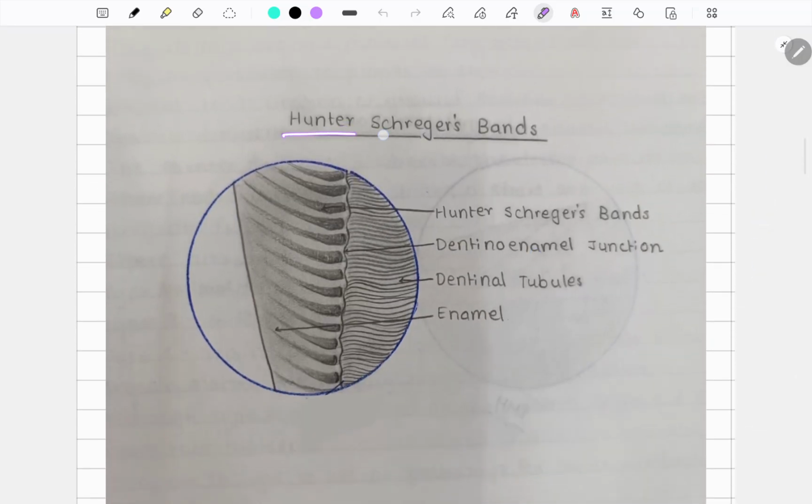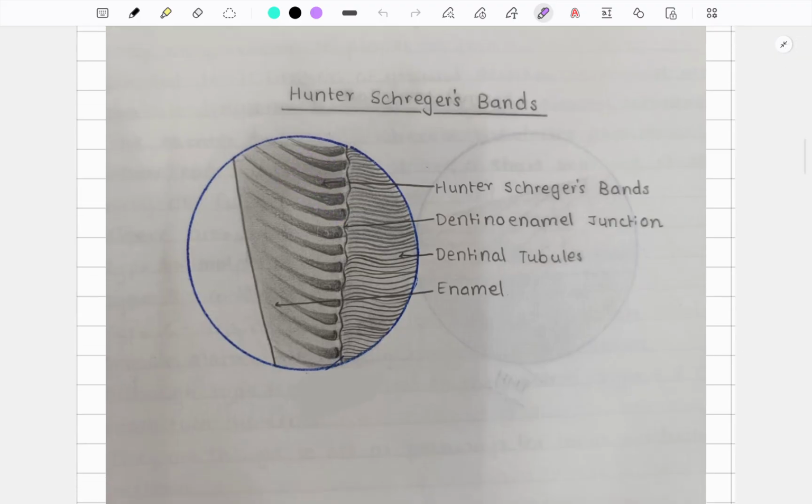Moving on to next, Hunter-Schreger bands. First of all, this is visible in longitudinal sections of enamel. These are alternate dark and light bands which are present in the enamel due to change in the direction of enamel rods. So this will be the diagram for Hunter-Schreger bands.